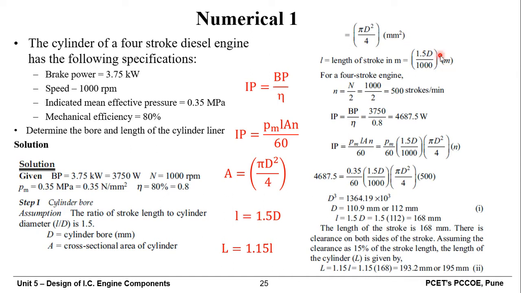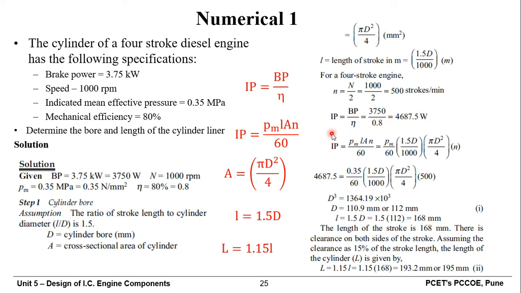So that we assume. Then as the engine is a 4-stroke diesel engine, the value of small n can be calculated by using the formula speed divided by 2, and that is 500 strokes per minute. So you got the value of small n. Then you have brake power as well as efficiency, so you can calculate the indicated power, and the answer is 4687.5 watt. So you got the indicated power.